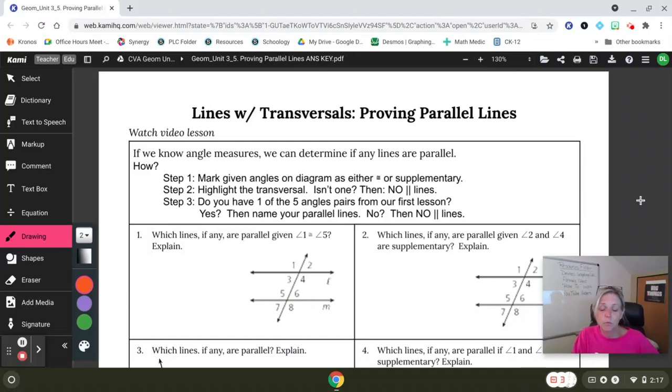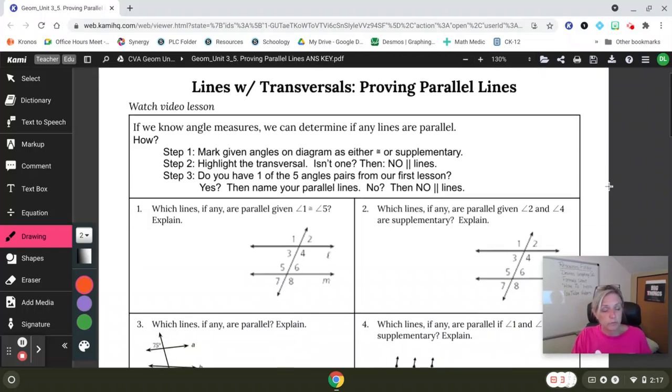In this lesson, we're going to look at how to do the converse of the solving lesson. So today we're going to look at what happens if we are given a diagram with lines and a transversal and some angle measures. How do we prove that certain lines are or are not parallel? So this is the converse.